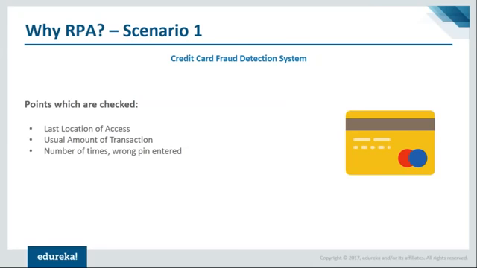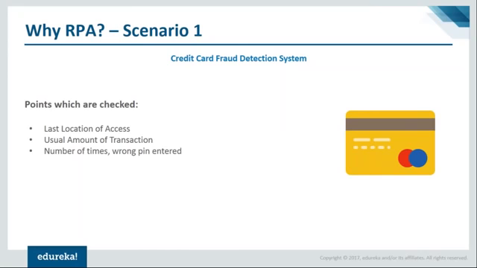Now, any transaction that is coming in is judged on the basis of rules that you have designed, right? Let's consider these rules to be something like this. For example, the last location of access of your credit card is far away from the location showing in the transaction right now, so it becomes suspicious. Second, the usual amount of transaction: maybe in a month you transact around 20 to 30,000 from your credit card, but suddenly you made a transaction of 500,000, right? That is a huge number.